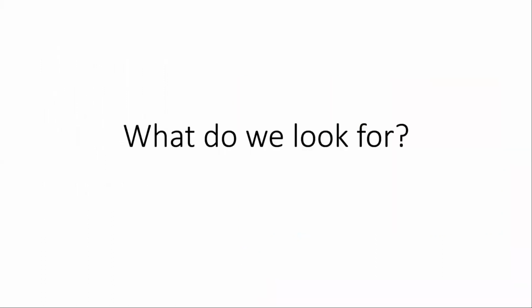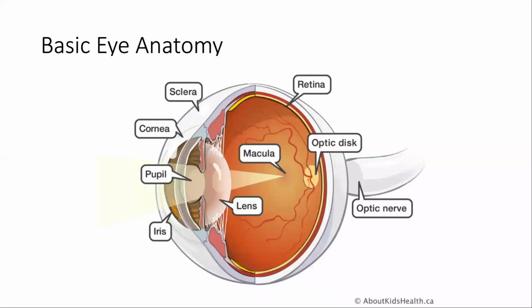So as an eye doctor, what do we look for? What are we looking at when that person comes in for their diabetic exam? Here is kind of our basic eye anatomy. Out on the front, we have our cornea, which is that first clear window in, and then you can see the iris and the pupil, and right behind that is the lens of the eye, which is kind of the second clear window.